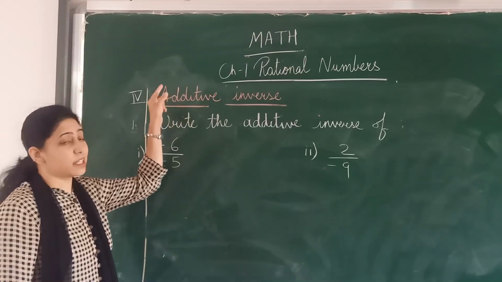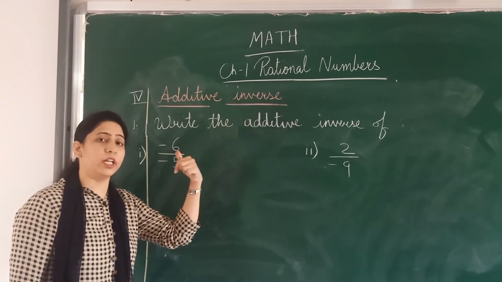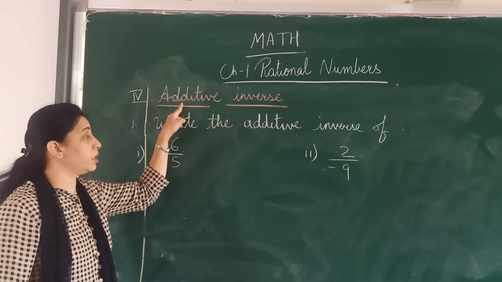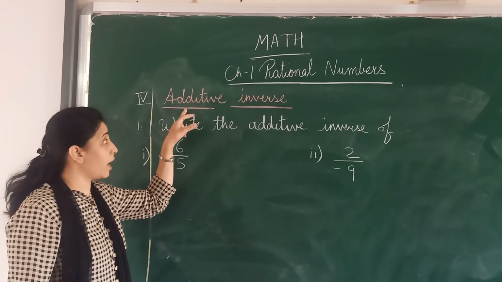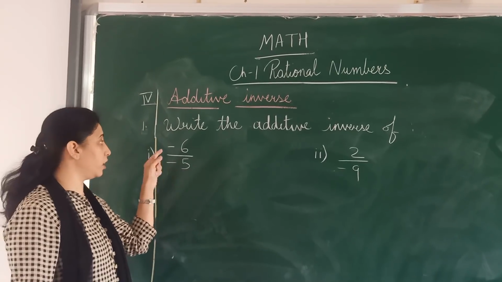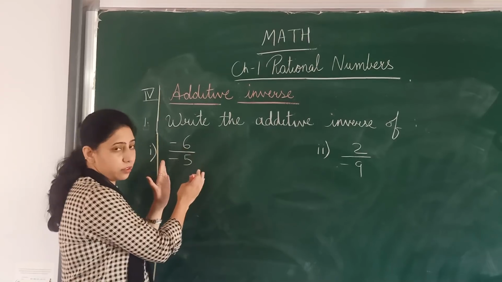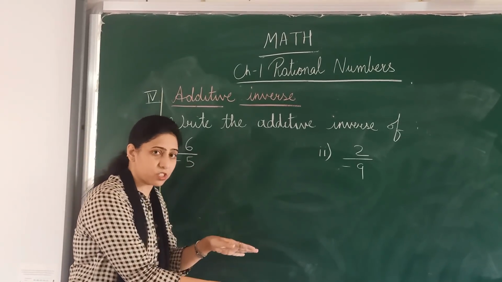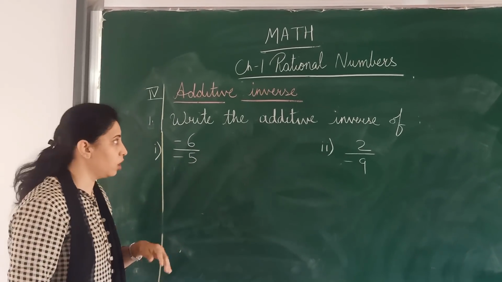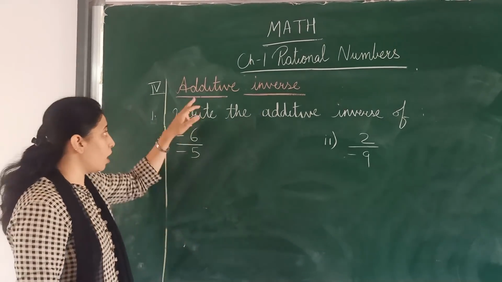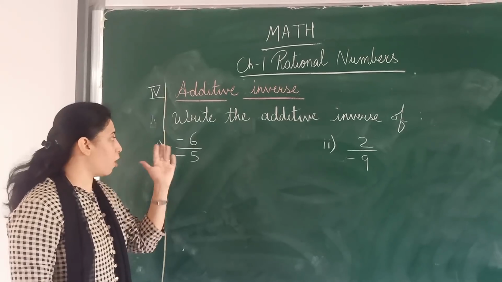Now the next concept is additive inverse. We have already learned in the properties of rational numbers what is additive inverse. Additive means the plus. So what does additive inverse mean? When you add one positive rational number with the negative rational number, it is always equal to 0. So inverse means what? Opposite. We have to write the opposite.